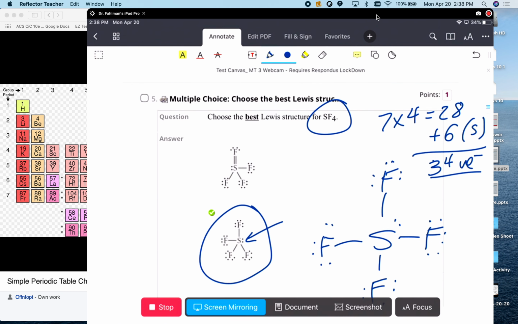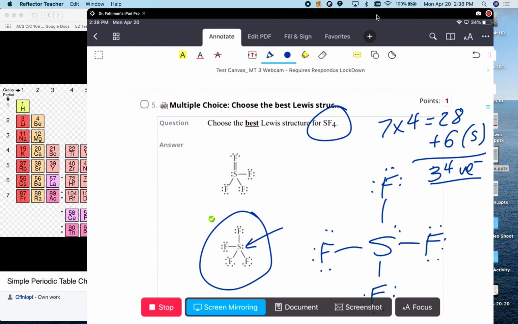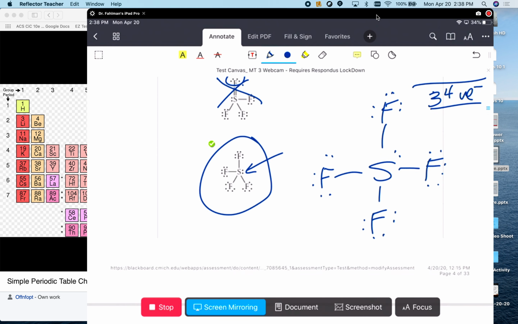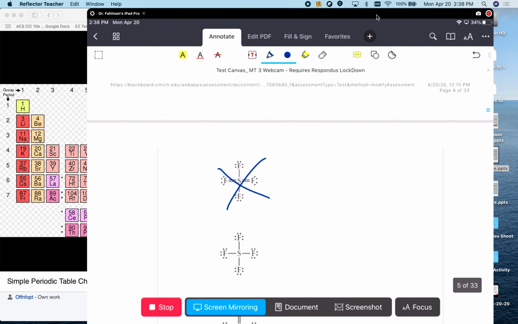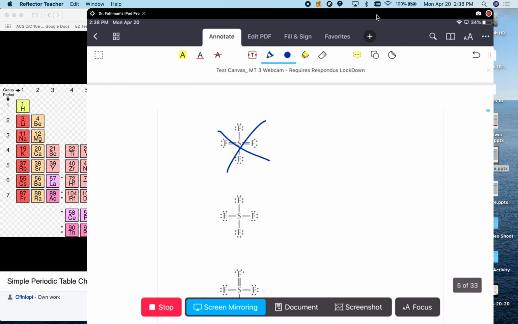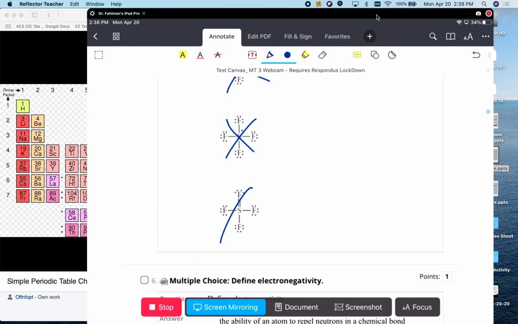Again, in the midterm review on Monday, I said halogens do not form double bonds. So that's wrong. This one doesn't have the right number of electrons. You should have another 2 on there. So that's wrong. And then another double bonded one, okay?